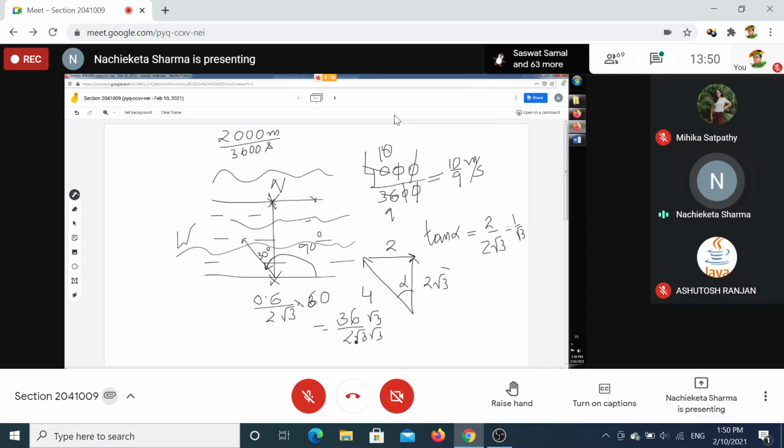So that will be 3 into 2 will be 6. So finally you will get 6 root 3 second, 6 root 3 minute. So this will be something like 10.2 second, because root 3 is 1.732. So you will get 10.2 seconds like that. So that will be the time taken by the swimmer in reaching the just opposite bank. Okay, is there any doubt?